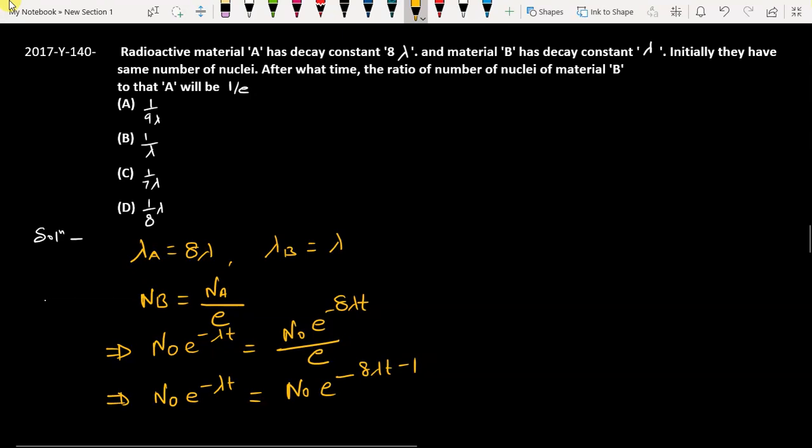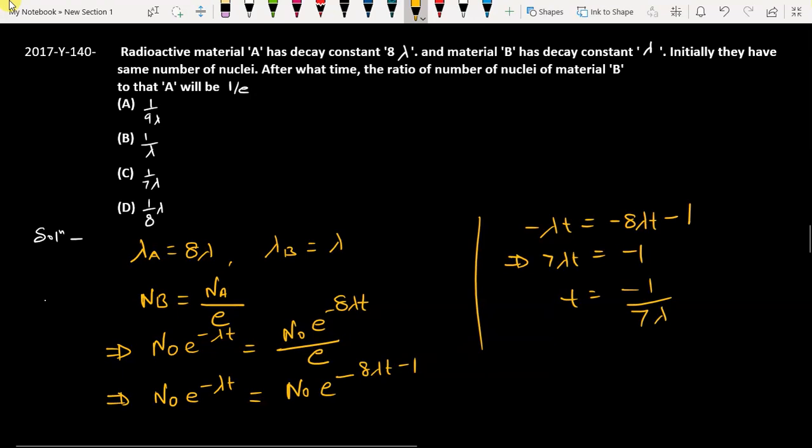If you compare this LHS and RHS, then we get minus lambda t will be equal to minus 8 lambda t minus 1, which implies 7 lambda t will be equal to what? That is minus 1. So t is minus 1 by 7 lambda. We know that we have to take the magnitude only, so the best answer will be time is 1 by 7 lambda.